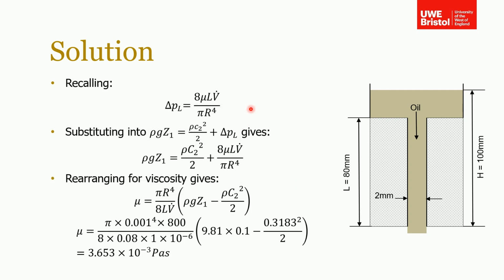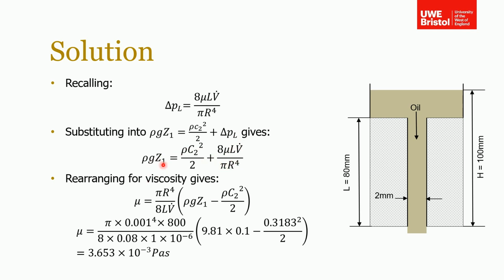But we can't actually determine the pressure loss because we don't know the viscosity. And in fact, this is what we're trying to find, isn't it? We were told to show that this viscosity is equal to a certain value. But now we know what this potential term is, and we know what this dynamic pressure term is, because we know what Z1 and C2 are. We also know the length of the pipe, the volumetric flow rate and the radius of the pipe.